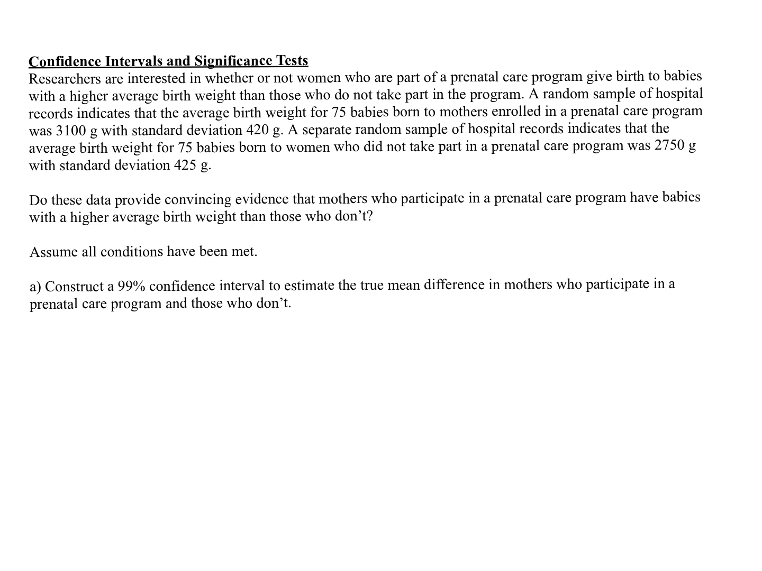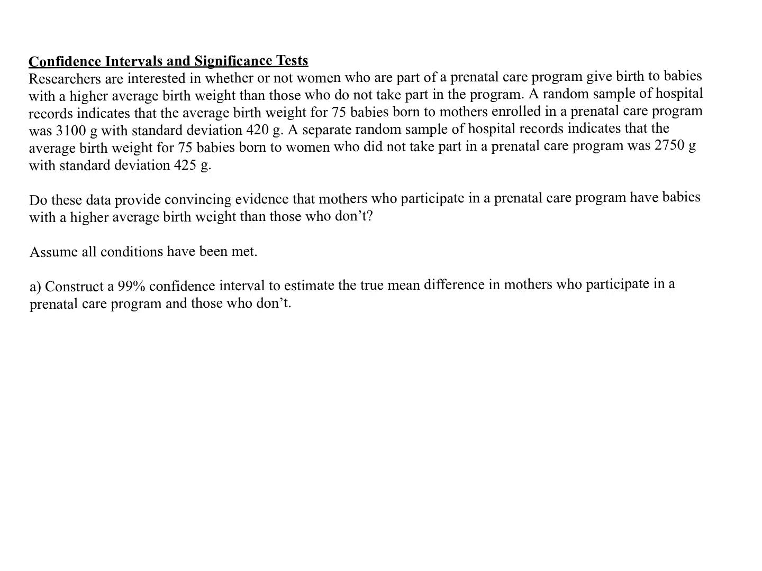So the example that we're going to look at has to do with prenatal care and whether or not women who were part of this program gave birth to babies with a higher average birth weight versus those who did not. So we have a random sample of hospital records indicating that the average birth weight for 75 babies born to mothers enrolled in the program was 3,100 grams with a standard deviation of 420. And then for women who did not take part, there were 75 also babies, and their average birth weight was 2,750 grams with a standard deviation of 425.